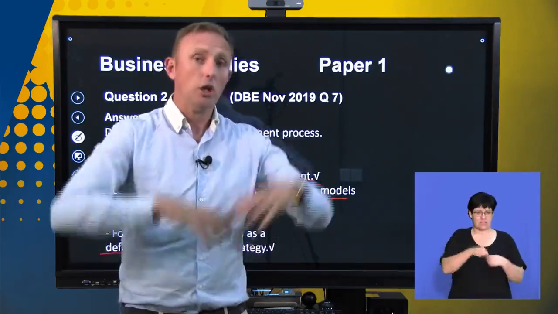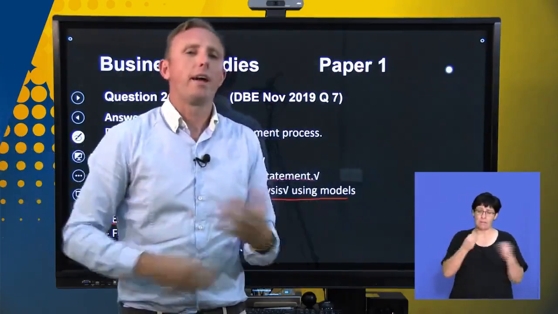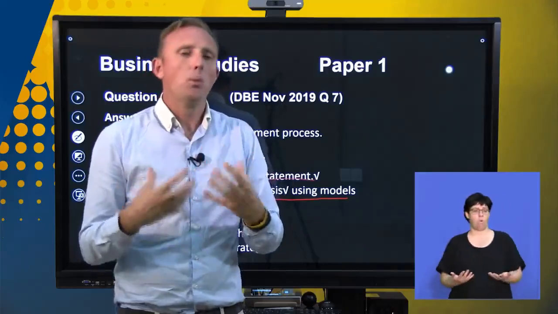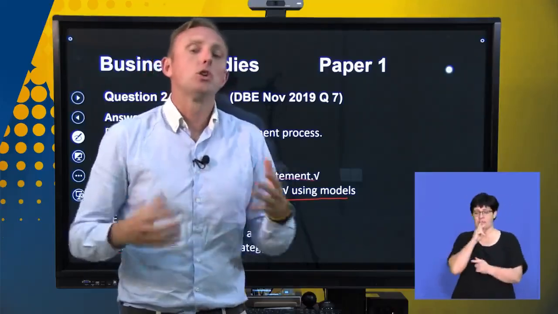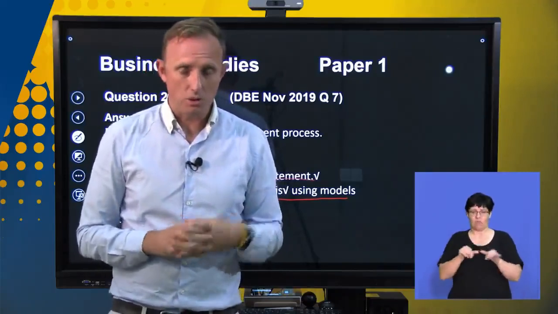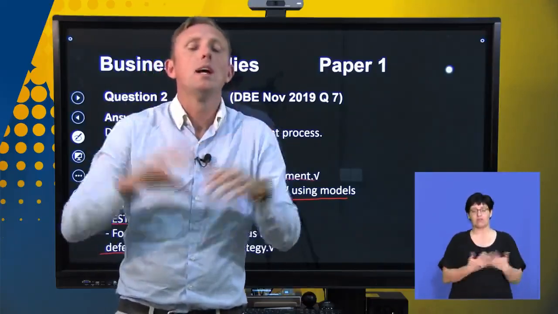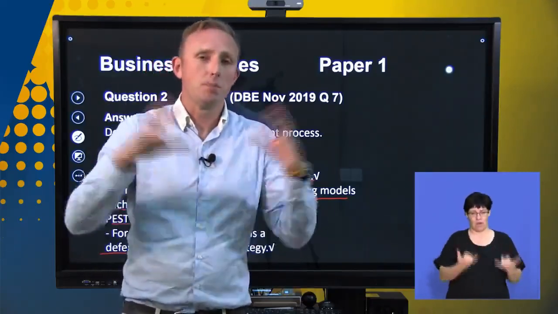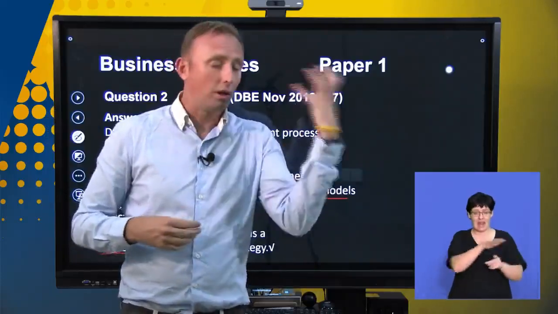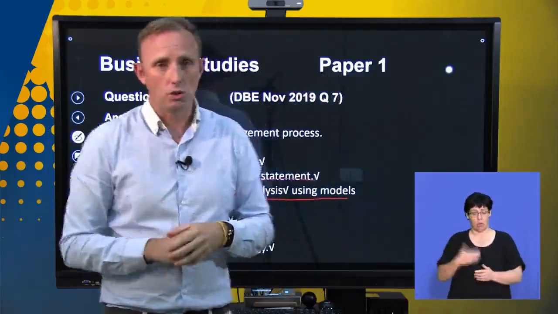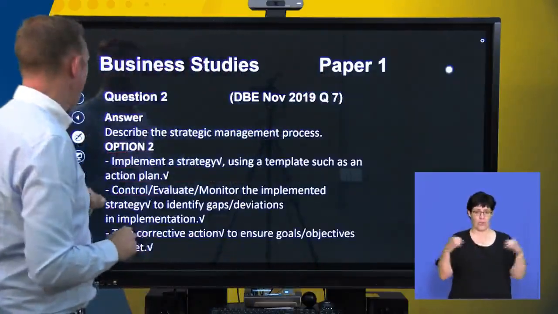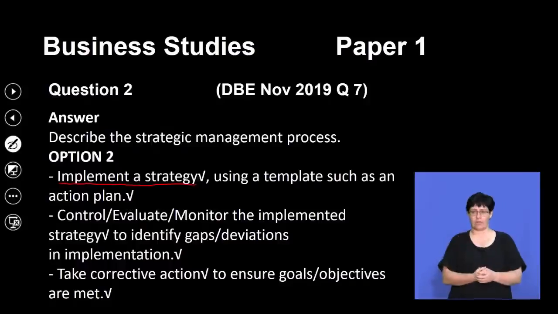Are we looking to grow our business, or are we going into a bit of a defensive mode where we have to cut down on things to ensure the survival of our business going forward? So you have to determine, right, where are we sitting in the business environment? Are we looking to expand, or are we looking to contract? We must implement the strategy, and we can use a template such as the action plan.